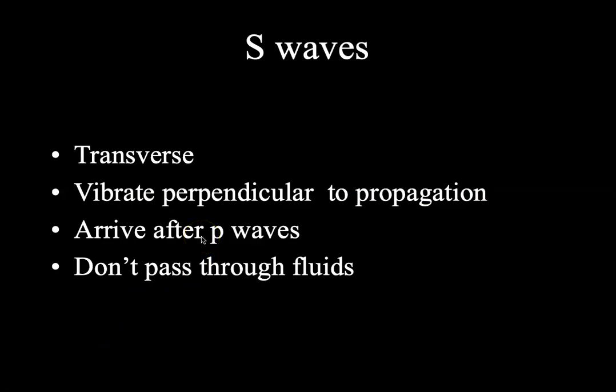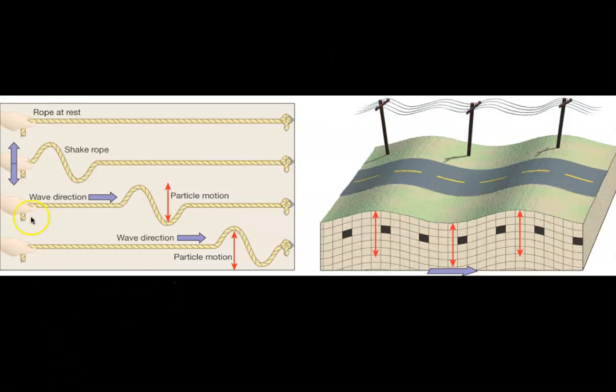The S wave is a lot bouncier. It will not pass through any liquid. Liquid rock, for example, which a lot of the outer core is made of. It moves up and down. Here, this illustration shows how an S wave moves, up and down.